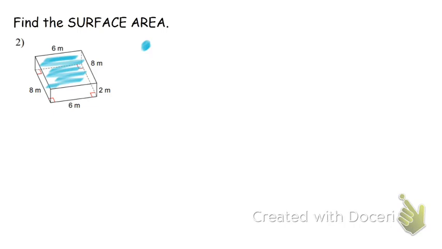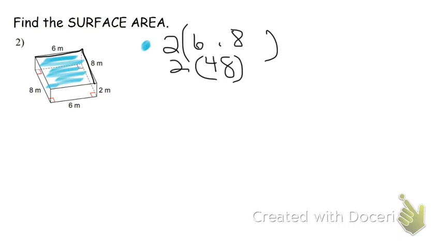So I have 2, because there's a top and a bottom, and the two numbers that I need for the top and bottom are going to be 6 and 8. 6 times 8. So 6 times 8 is 48 times 2 because I have 2 of them. And 2 times 48 is 96 for the matching top and bottom.